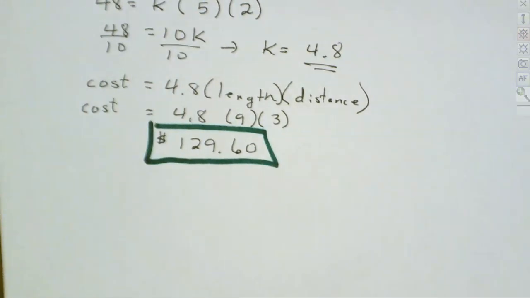So hopefully they're starting to make a little more sense. I know a lot of students struggle with these just because they're applications. That's the only reason. So it should come out to be about $129.60. That was 3-7, which was variation.